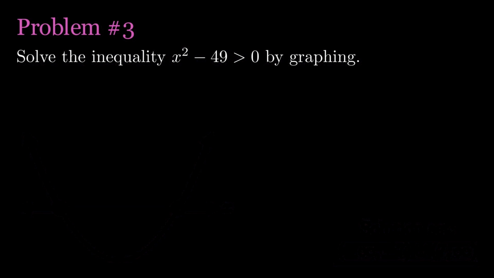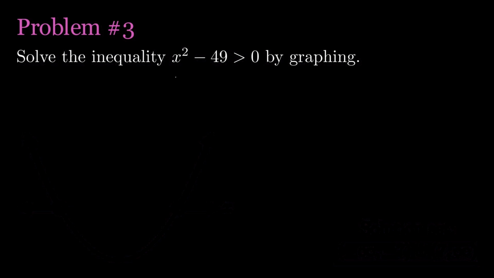Hello, we are in Chapter 6, Section 6.5, Solving Quadratic Inequalities. In this video, we're going to go over problem number 3, in which we are to solve this inequality by graphing. Our inequality already has 0 isolated on the right-hand side, so we can solve the corresponding equation to check for x-intercepts.